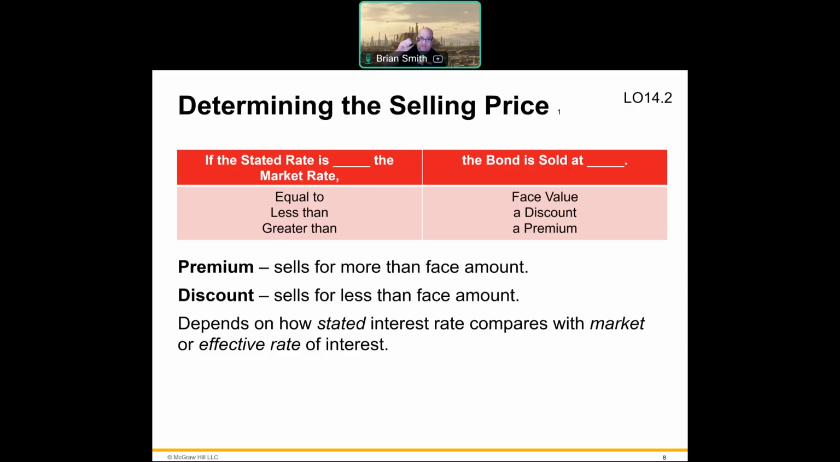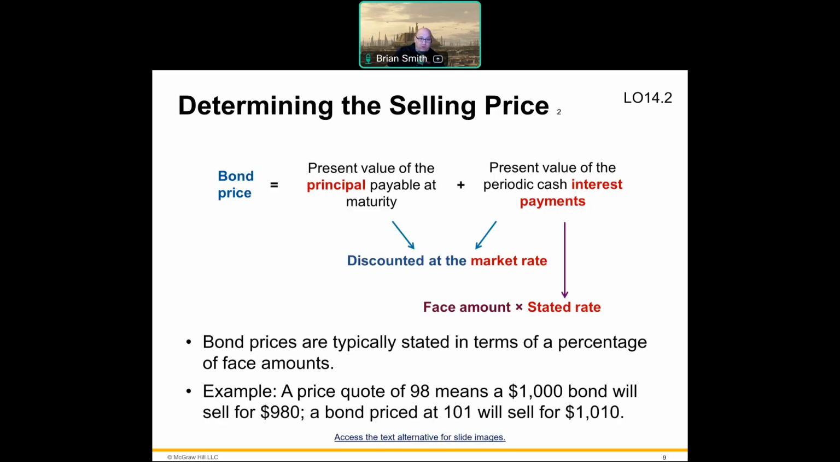If the stated rate is, the second one down, less than the market rate, then the bond is sold at a discount. Same thing if it's greater than the market rate, it's sold at a premium. Okay. Premiums and discounts. That's what we're going to focus on, and do amortization schedules on it. You guys are going to love it.